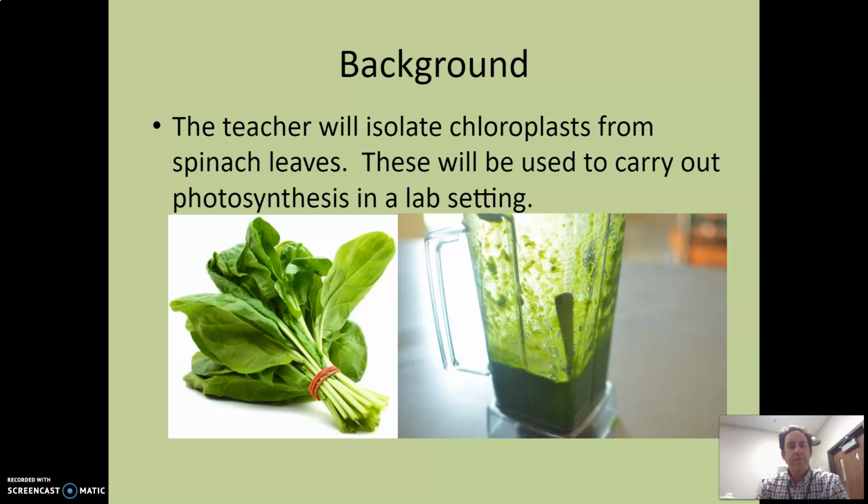So the first thing that's going to happen is your teacher will isolate chloroplasts from spinach leaves. And we're going to use that to actually carry out photosynthesis in a lab setting. And I think it's kind of interesting. We literally are going to take some spinach from the grocery store, stick it in a blender with a little solvent, and we grind it all up and filter it. And it's loaded with chloroplasts. So that nice green color that you see in spinach is because of the chloroplasts. So kind of cool.